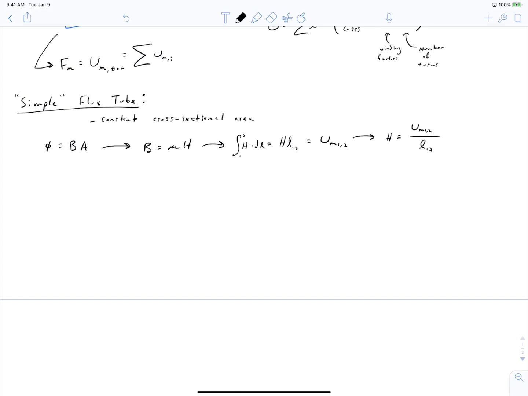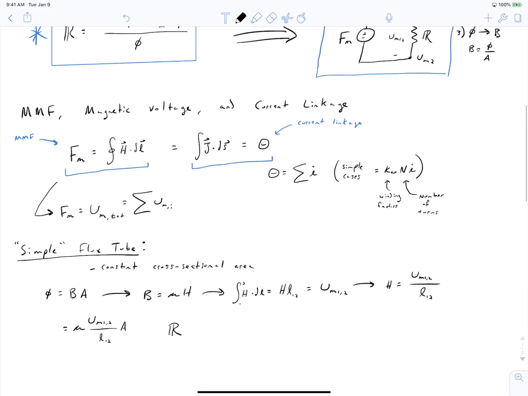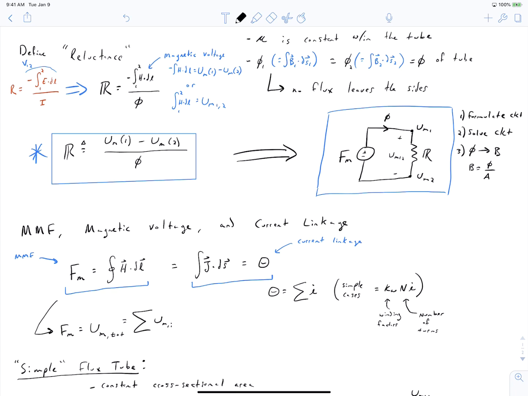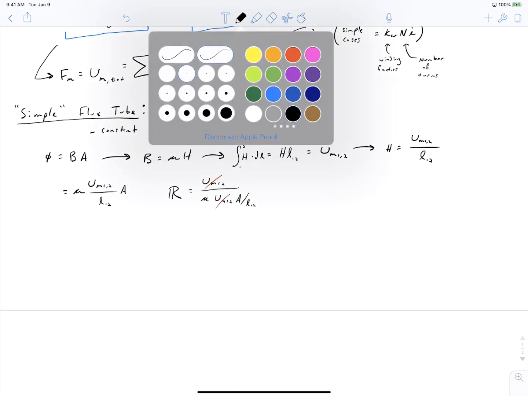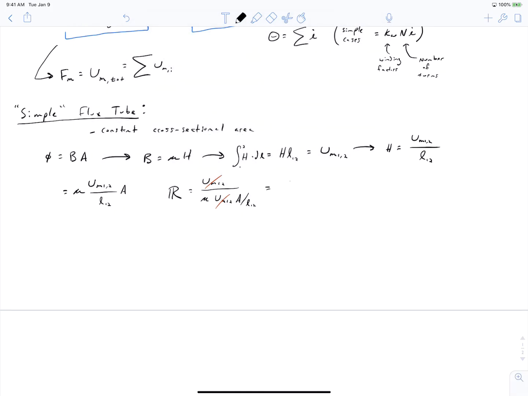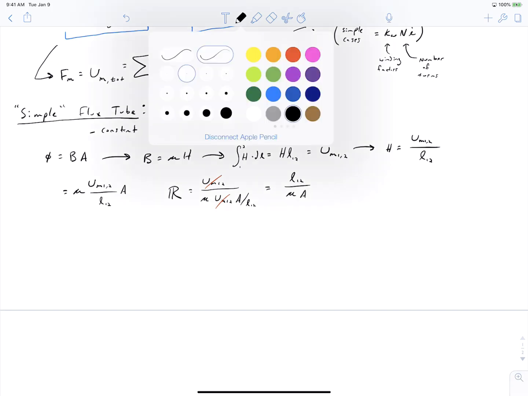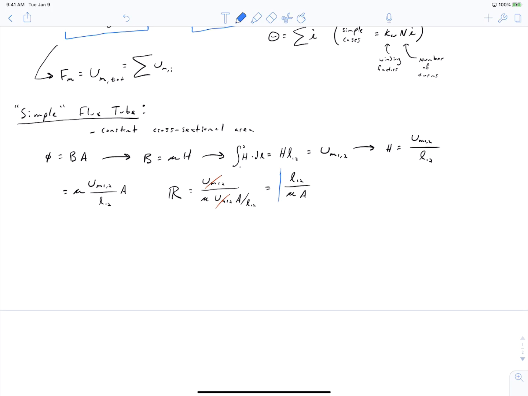And if we plug this back into phi, we get that our flux is the following expression. And if we go back to our definition of reluctance above, where reluctance is our magnetic voltage divided by our flux, we can make the following calculation. And here our magnetic voltages cancel. So we end up having reluctance equal to the length of our flux tube divided by the permeability of our flux tube times the cross-sectional area of our flux tube, which should be a familiar result to you from our previous video.